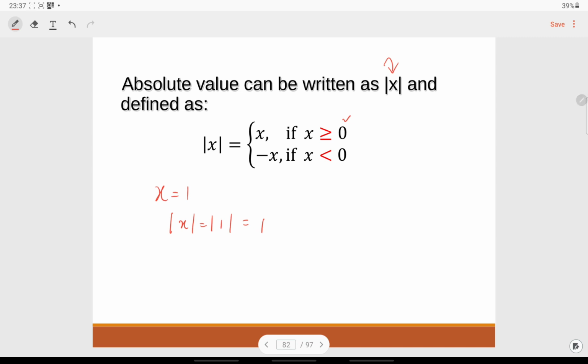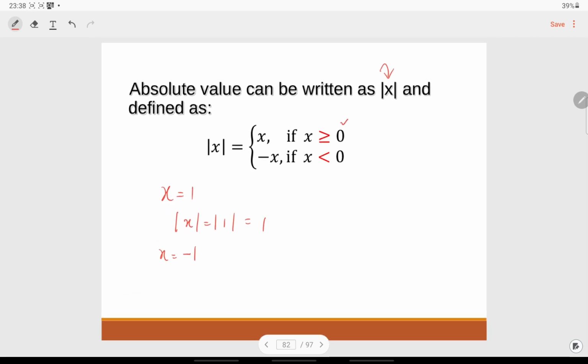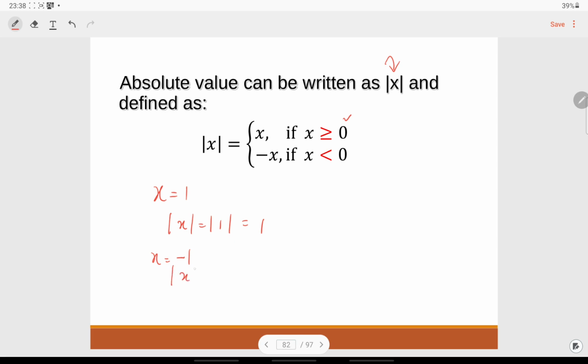The absolute value of x equals negative x if x is less than 0. So for example, if x equals negative 1, because negative 1 is less than 0, the absolute value of x is the absolute value of negative 1. It is equal to negative x. We put x inside the parenthesis, negative of negative 1. Again, it is equal to 1. Okay, can you see the difference? So we need to maintain the negative sign, and then we enclose the value inside the parenthesis. Again, we have a positive value 1.